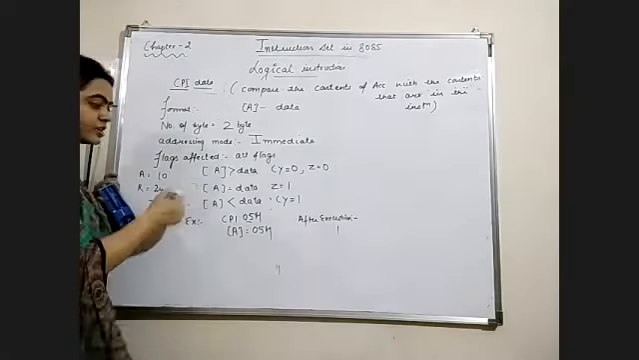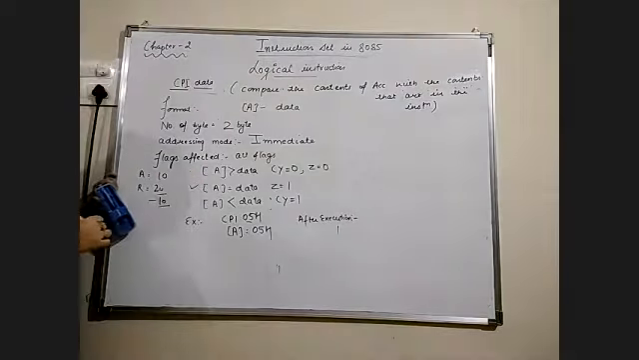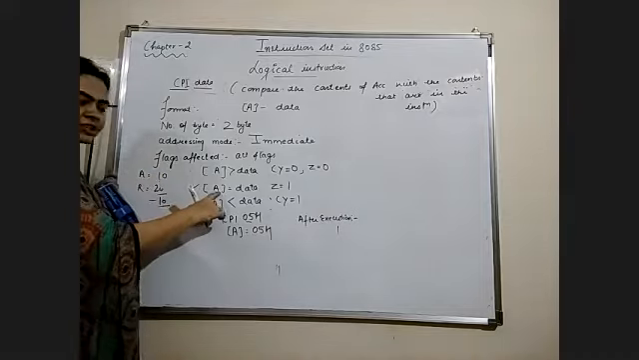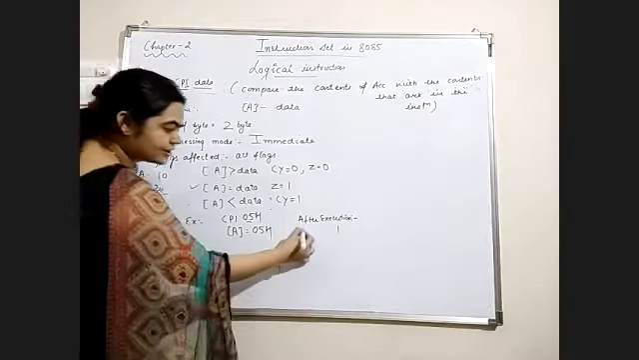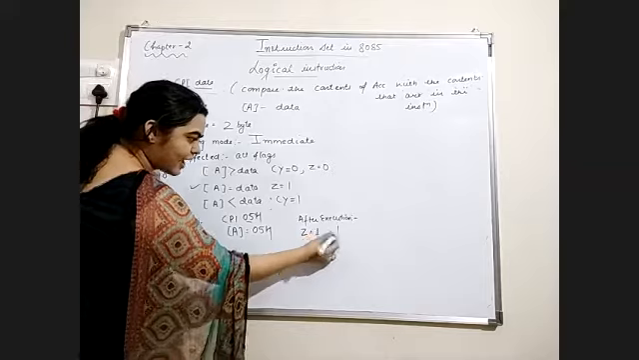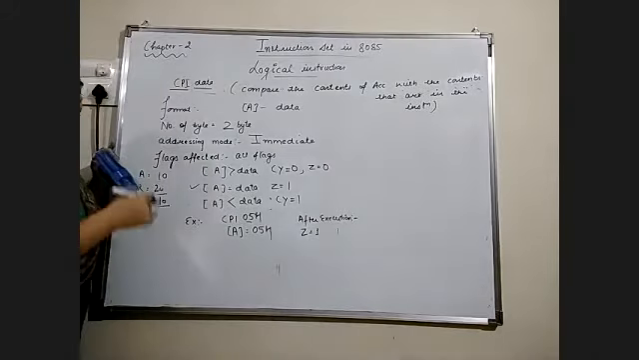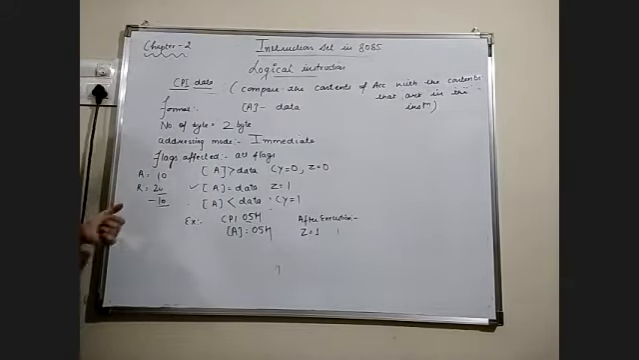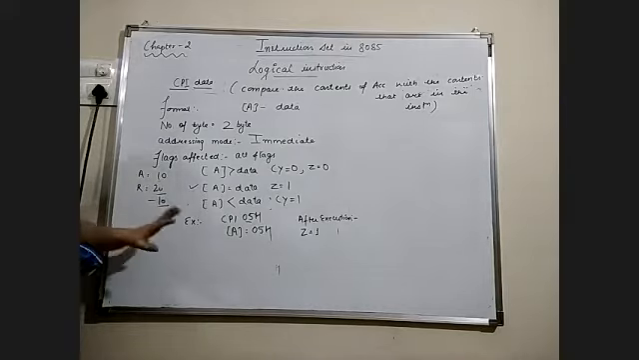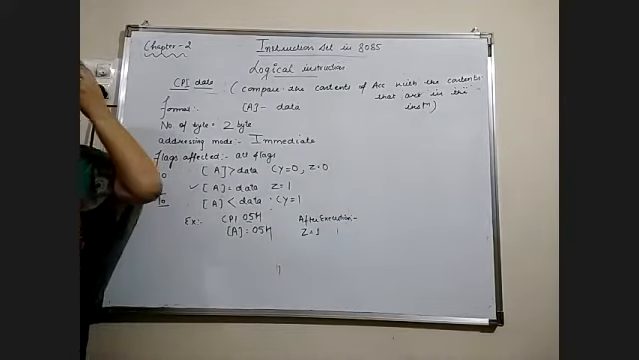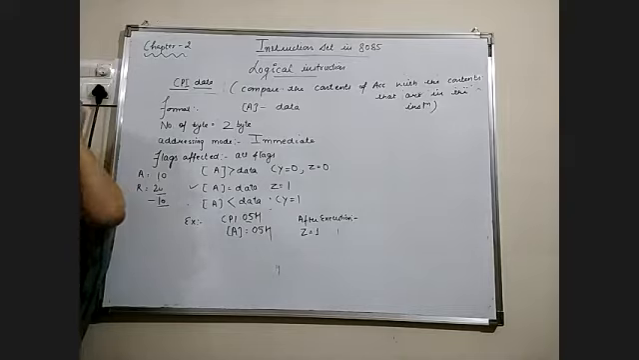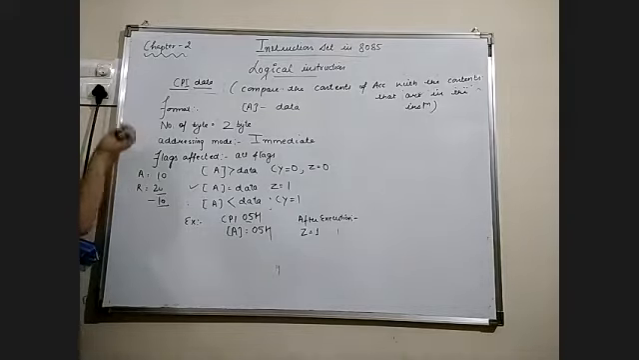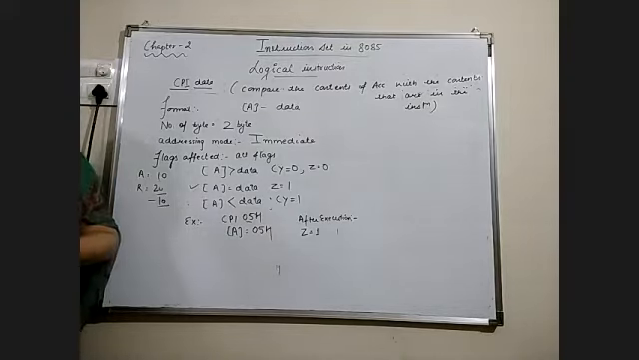So which condition is satisfied? This condition is satisfied. So when this condition is satisfied, that means after the execution, the zero flag is having value 1, because when the result is 0 in the accumulator, or when the result is 0 after the comparison, then the zero flag is always equal to 1. Okay, so this is about the instruction CPI data.